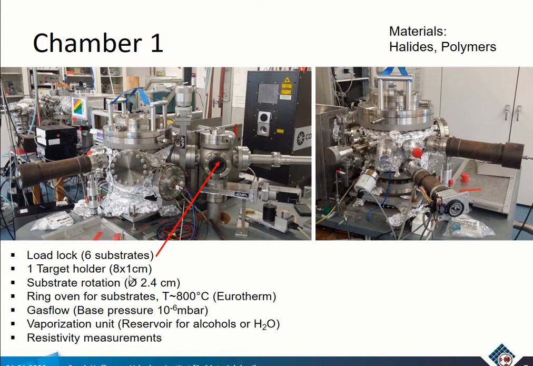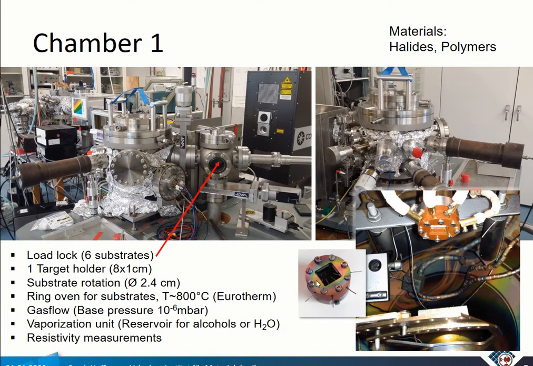This is a round substrate holder, and we have the opportunity to have here a ring oven for the substrates, heating up the growing layer to about 800 degrees C. We can install gas flow, and also vaporization of alcohols or water is possible, and we can also have resistivity measurement in this chamber, where you have here one of the holders.